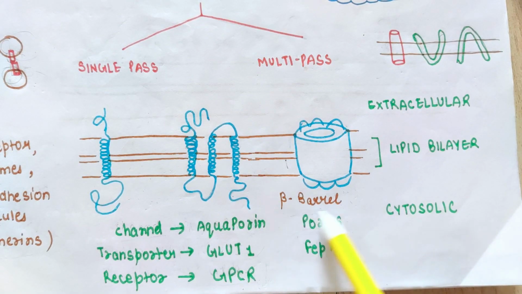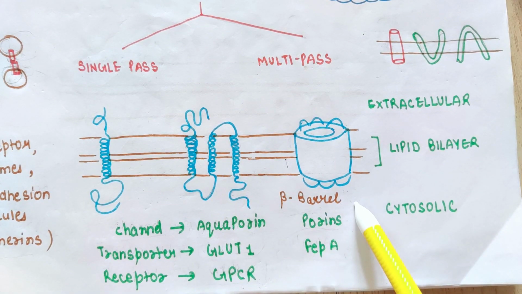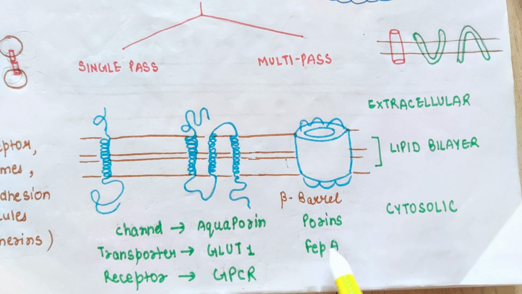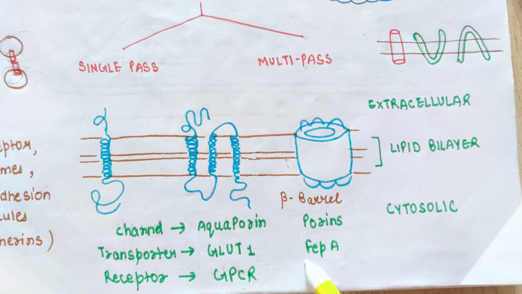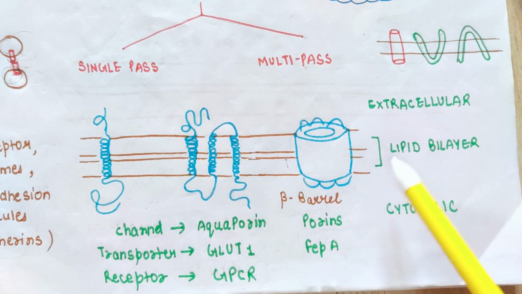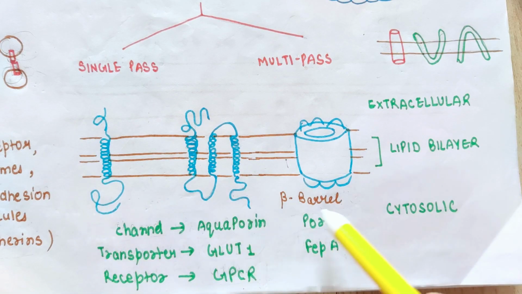Next, if we talk about these beta barrels, they mostly serve the function of channels and transporters. An example of the channels is the porin channels, and a transporter example is FepA transporter, which is an iron transporter. And these beta barrels very rarely serve the function of receptors or enzymes. So this was all about transmembrane proteins.